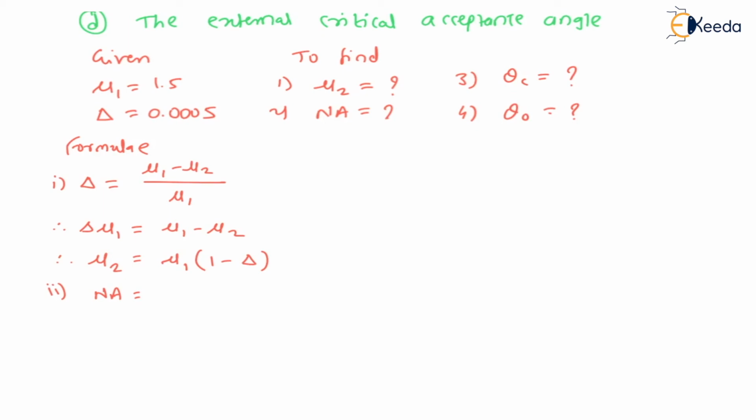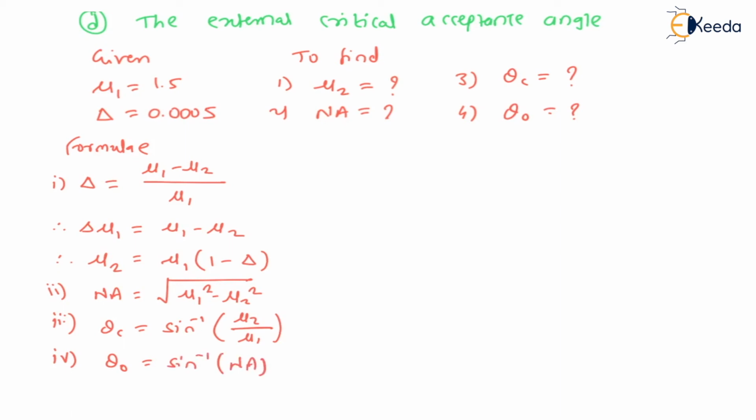The mu1 is given. So here we'll use the formula for NA as the square root of mu1 square minus mu2 square. Then the third one is theta c. Theta c is nothing but the critical angle, and we know the formula: sine inverse of mu2 divided by mu1. And then at last we have to find theta naught, and since we know the value of NA, theta naught will be sine inverse of NA. So now we have all these four formulas. We just have to substitute the values. Then we'll come to the final solution.